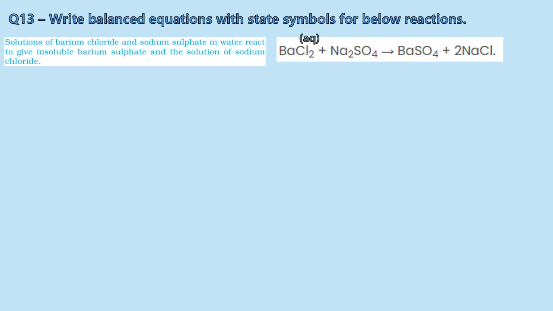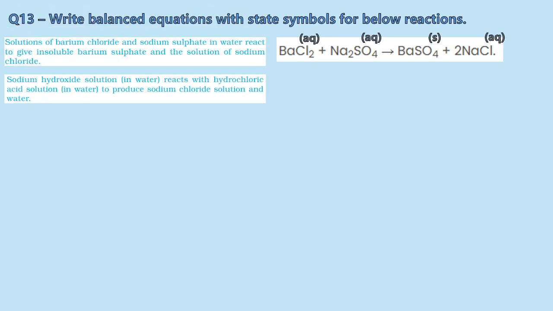Now BaCl2 and sodium sulfate both are aqueous because they are both solutions. Okay. Barium sulfate is an insoluble solid, so we have put it as S, which is solid. Okay. And sodium chloride again is present as a solution in water. So we have written it as bracket AQ, which is aqueous.